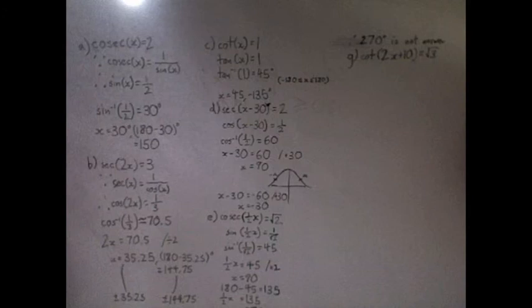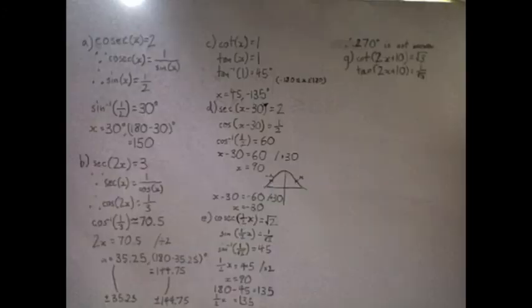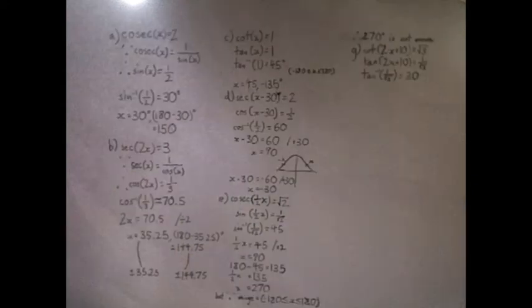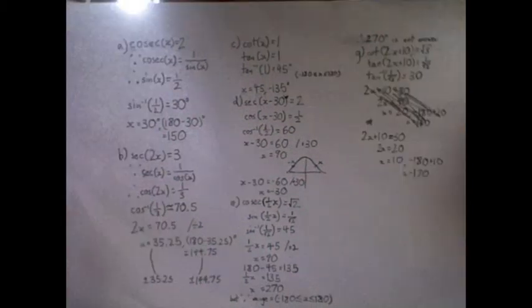The last one I'm going to solve is g, which is cot 2x plus 10 equals the square root of 3. So it's basically the same thing. You convert cot into tan, and then you input the answer into the equation. Tan minus 1, bracket 1 over square root of 3, which is 30. Then you solve the equation for x. So in this case, if you solve the equation, you get x equals 10. Then you have to add 10 to minus 180 to get the other answer, which is minus 170.